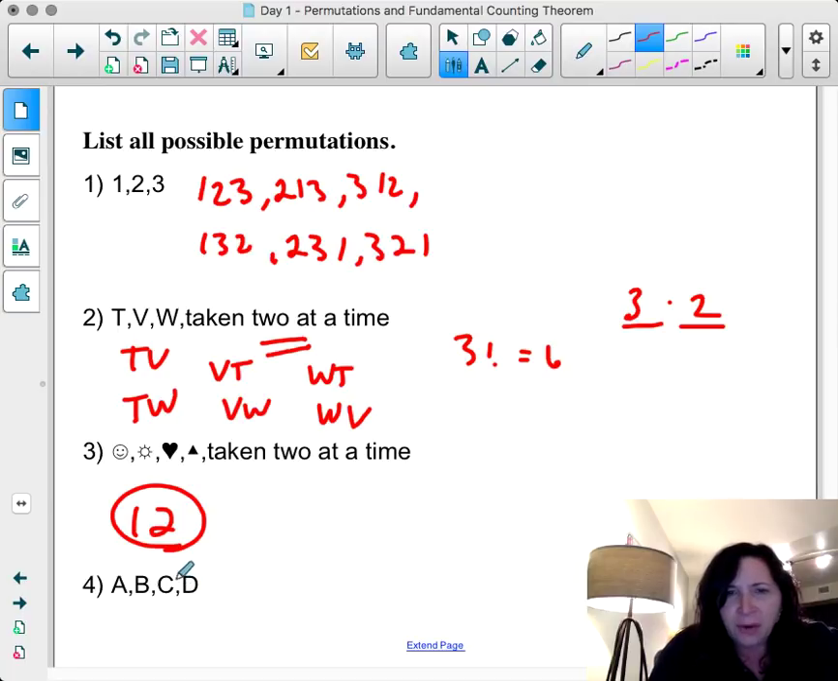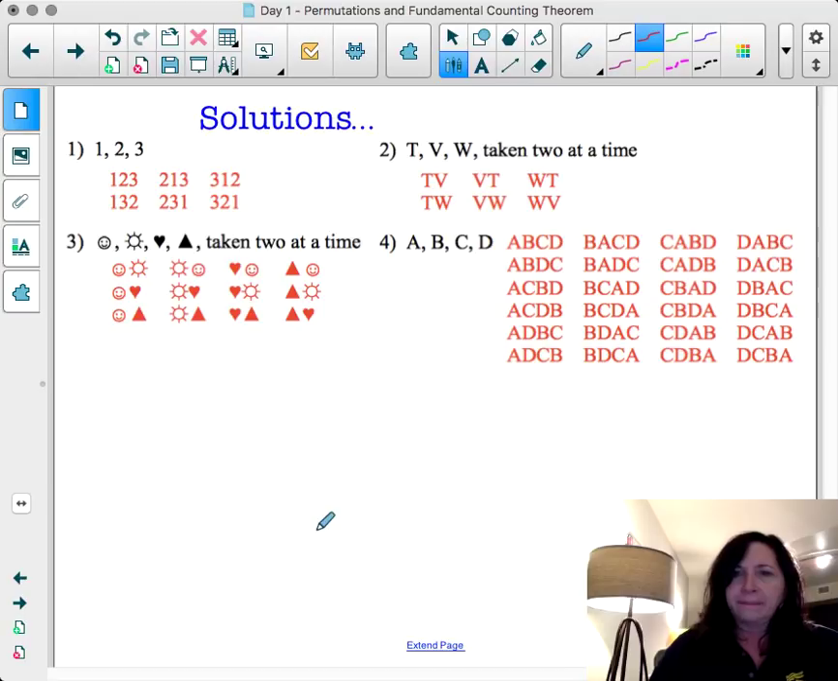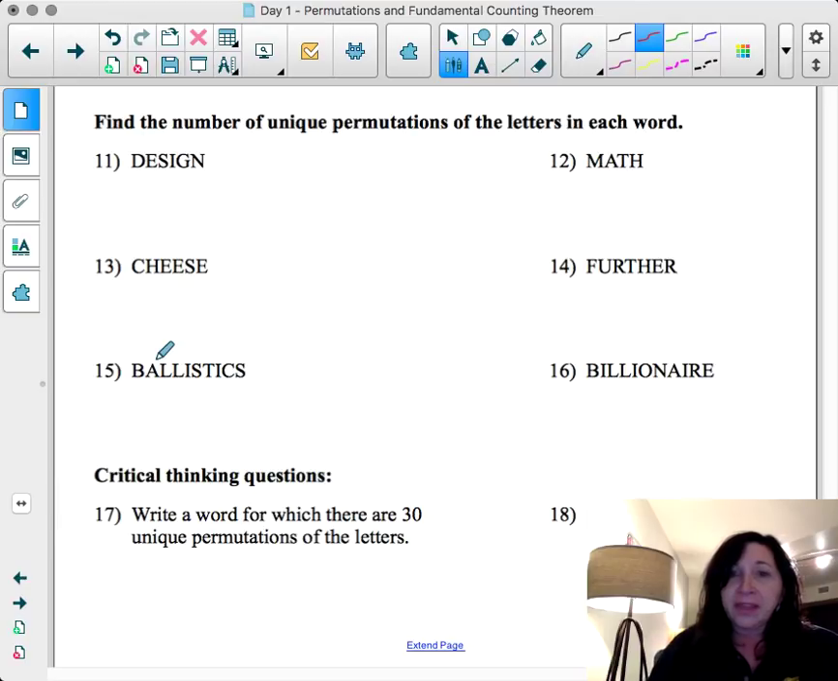And lastly, how many times can you rearrange A, B, C, D? See, 1, 2, 3, 4, 1, 2, 3, 6, 6 times 4, 24. I get 24. Okay. Oh, there's your solutions. Okay. These ones are the unique permutations. So these are kind of cool, actually.